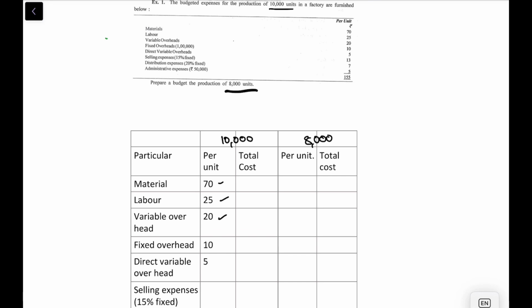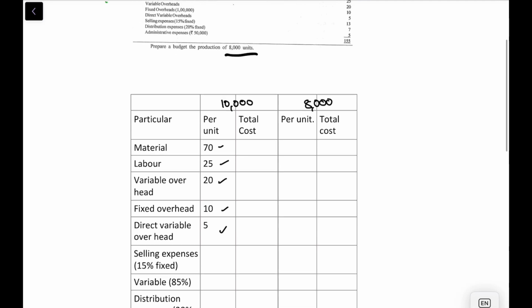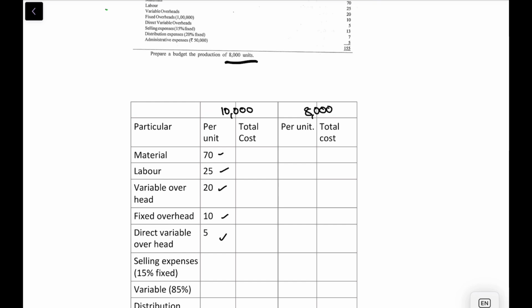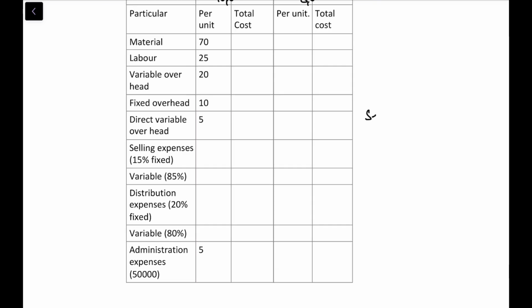Just follow the instruction what is taught in your college, like material labor is equals to prime cost and all that stuff. I'm just explaining you here how to solve the problem. Okay, I'm not following any particular format. So per unit material labor overhead, fixed overhead, direct variable overhead is given in the question, and they said that selling expenses 15% is fixed.